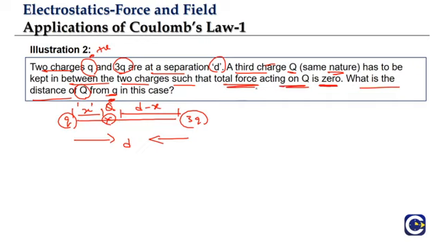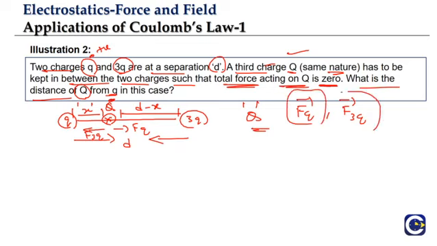They are saying the charges are of the same nature, so the force acting on capital Q because of small q will be repelled, towards the right side in this diagram. The force acting on capital Q because of 3Q will be towards the left side. So we see that the 2 forces are opposing. So on capital Q, there are 2 forces acting, one because of Q, the other because of 3Q. They are in opposite directions. Now the net force acting on capital Q will be 0.